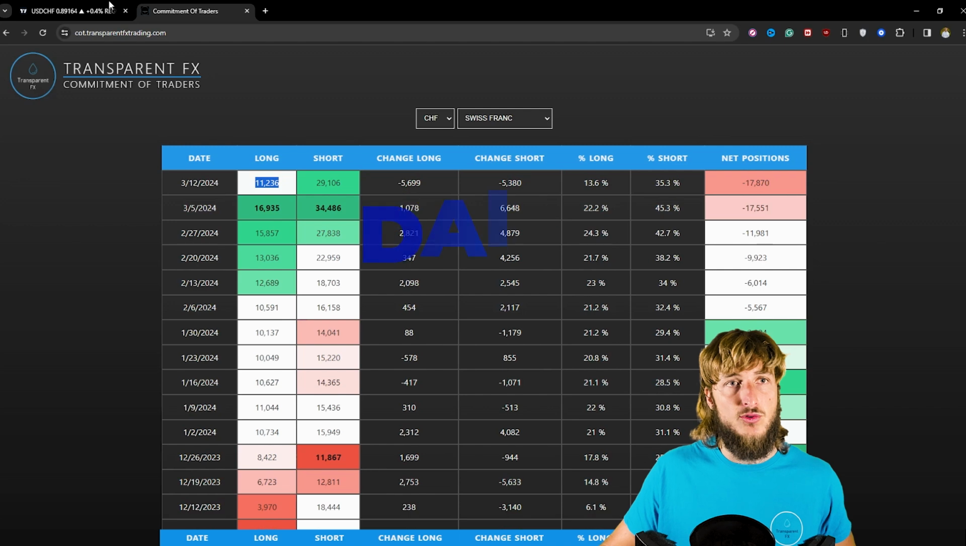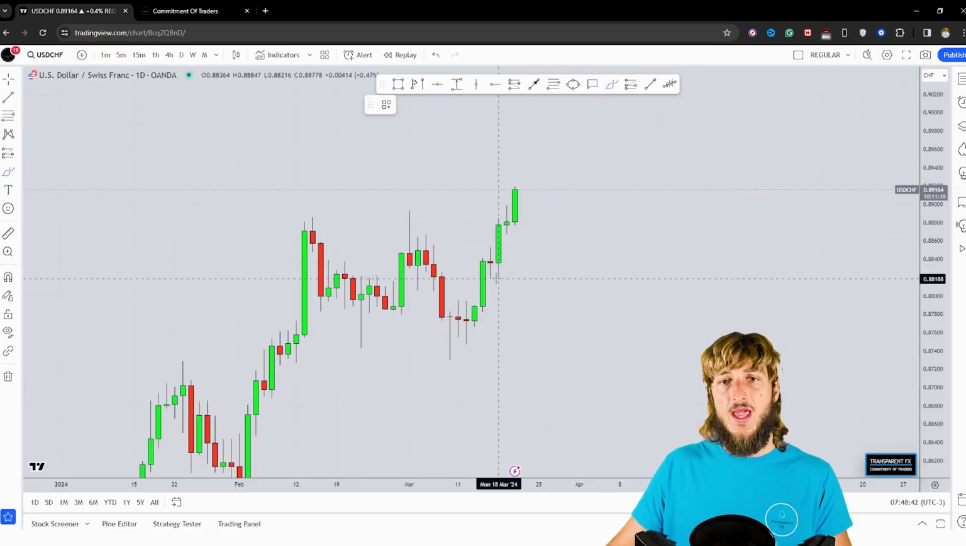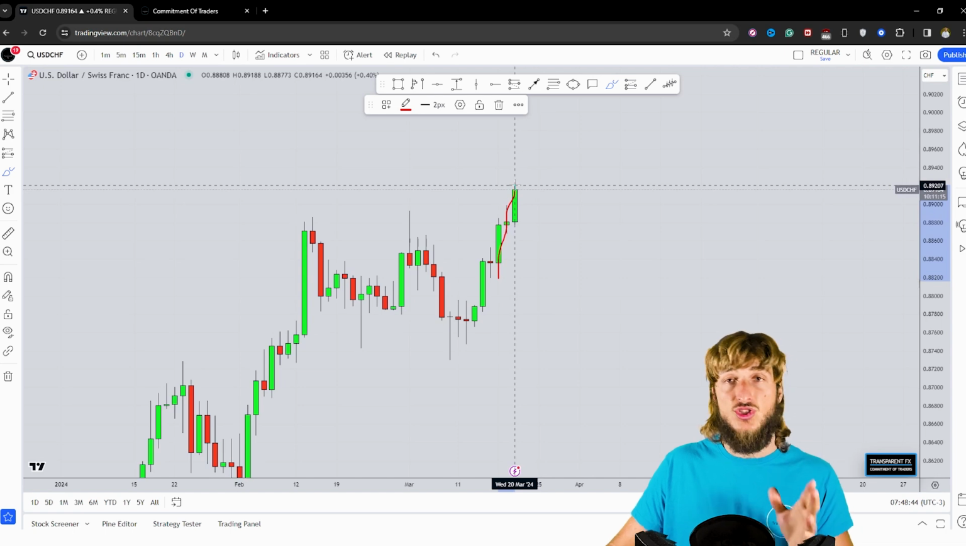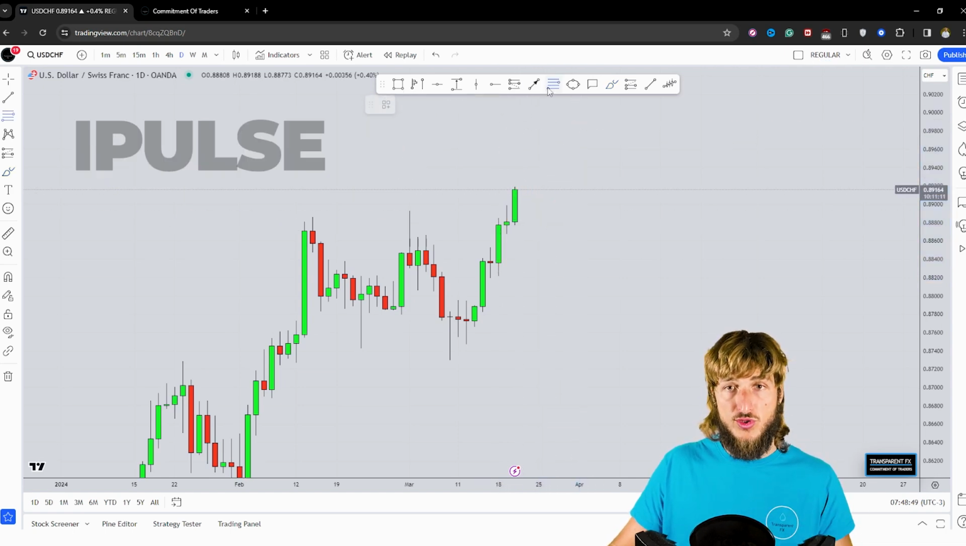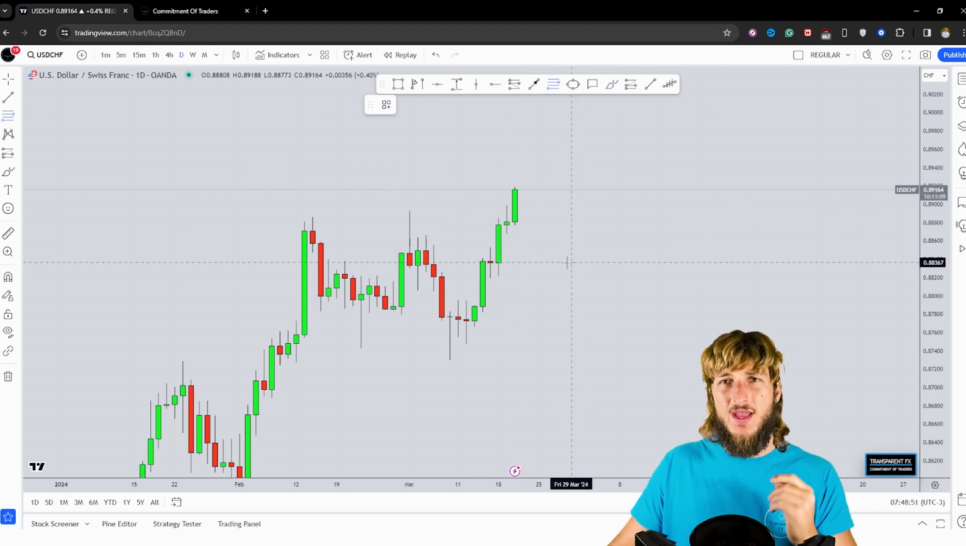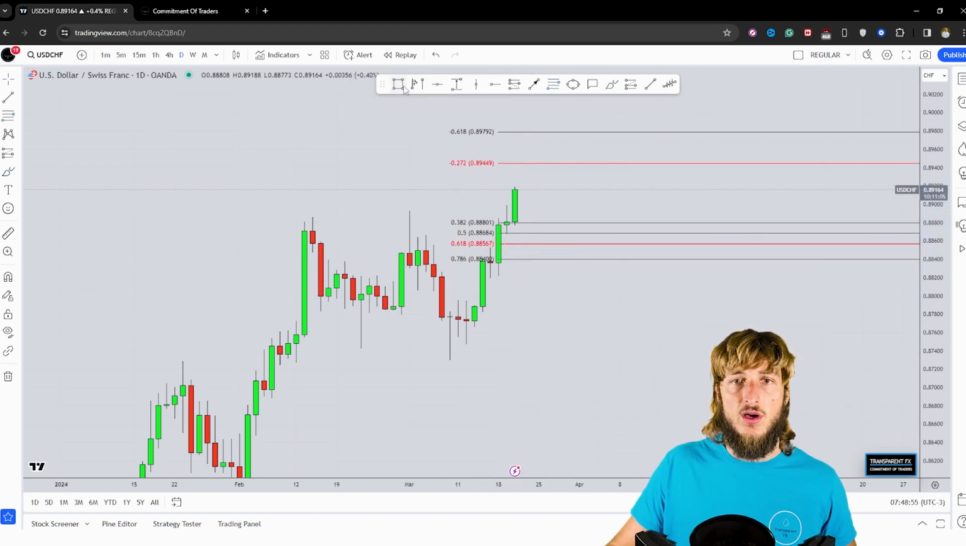Now, back to the chart. Here on the daily time frame, what we can notice is that clearly we had a quite strong impulse to the upside. In general, after an impulse, you would expect first a correction and then more bullish continuation. Now, if we want to measure a correction, what we have to do is take our Fibonacci from the low to the high of the impulse leg.